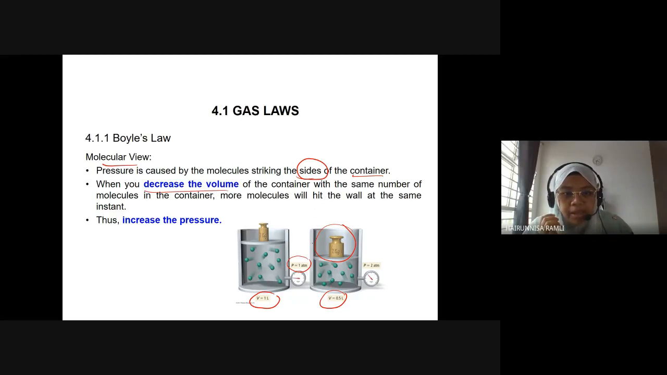Dah berkurang kan? Molecules dekat dalam tu kekal sama. Okay, you tengok sini, container with the same number of molecules. So molecule dia sama. So more molecules will hit the wall at the same instant. Thus increase the pressure inside here. So pressure will become increased. P equals to 2 atm. You imagine macam apa ya, lift lah eh.